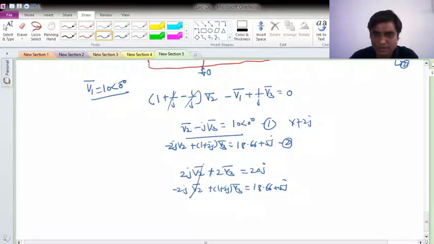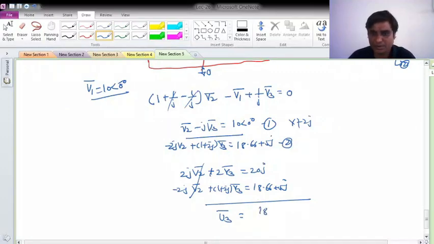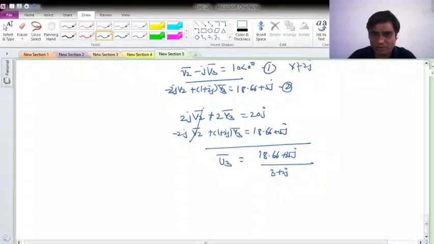Okay, this will be cancelled, so my V3 phasor will be 18.66 plus 5j, 25 plus 20.25j over this 2 plus 2j, so it will be 3 plus 2j. Okay, so it is 3 plus 2j, and if you solve, this is V3, so V3 phasor in polar form is 8.63 at angle 9.57 degrees.